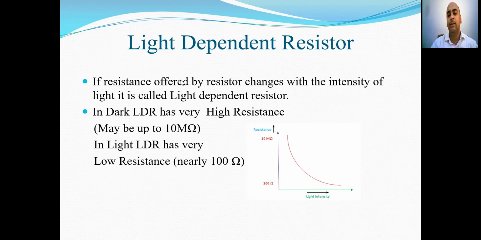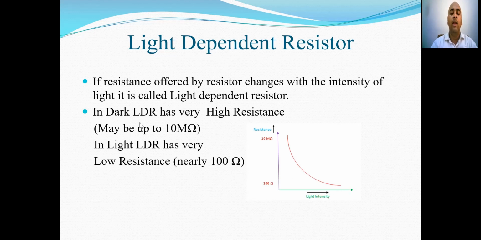Next in the series is light dependent resistor. So if the resistance offered by a resistor changes with the intensity of light, it is called a light dependent resistor. The characteristics of the light dependent resistor are as shown in the slide. That is, when light intensity increases, the resistance of the resistor changes from a higher value to a lower value.